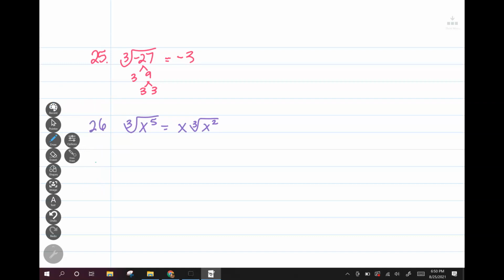Okay, number 27. Negative 9 to the 1/2. All right, be careful here. There are no parentheses, so that 1/2 only applies to the 9. So this can be rewritten as negative square root of 9. So negative 3. Be careful on that one.